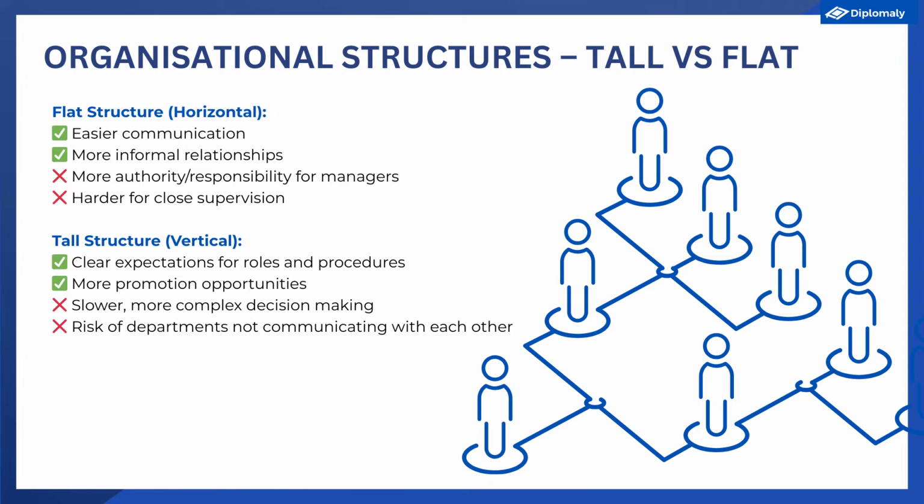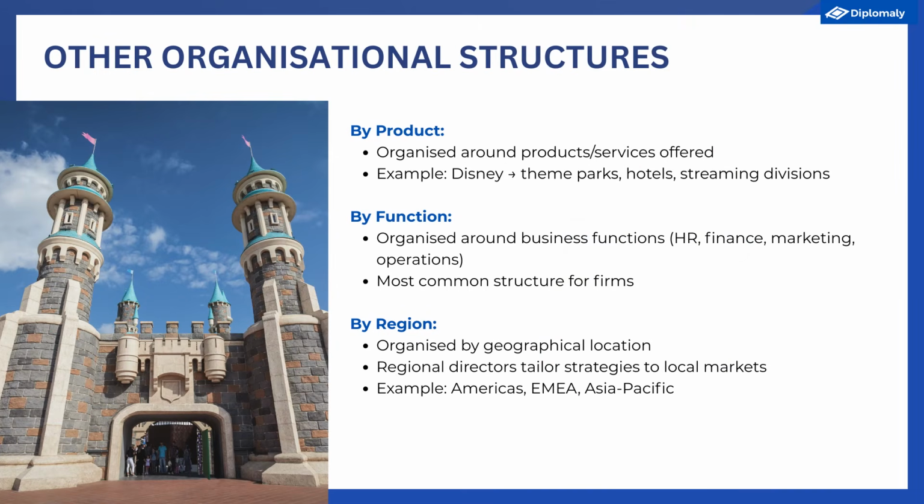Other organizational structures include organization by product, which involves organizing the business around the various products it sells. For example, if Disney were organized by product, there would be a theme park division, a hotel division, and a streaming division. Organization by function involves organizing the business around the various business functions, which includes human resources, finance, marketing, and operations. This is the most common type of structure for firms.